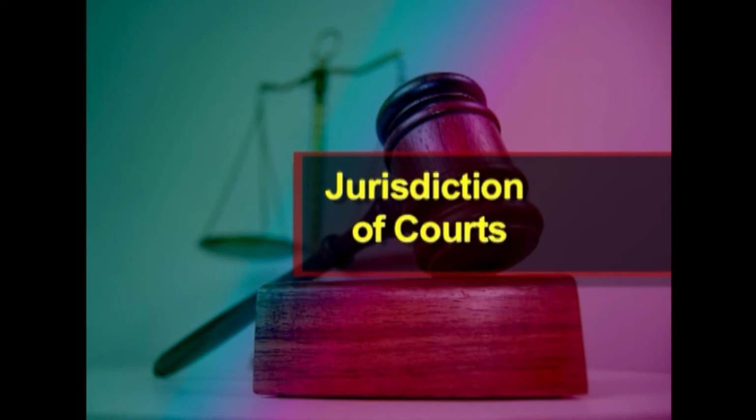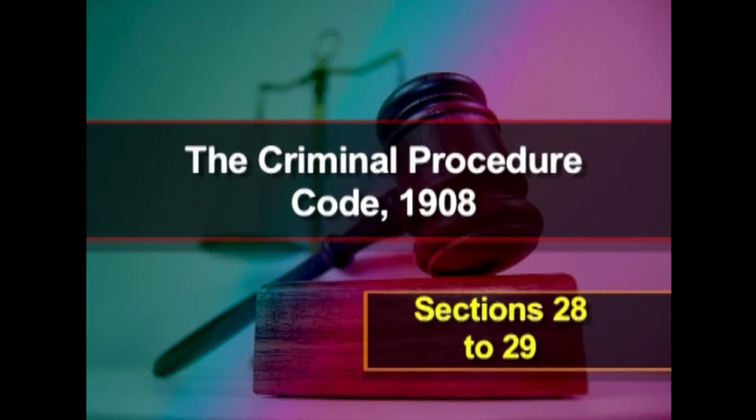Jurisdiction of courts. The court at the lowest level is called the judicial magistrate of the second class. This court is competent to try the case if the offence is punishable with imprisonment for a term not exceeding 1 year, or with fine not exceeding 5,000 rupees, or with both.